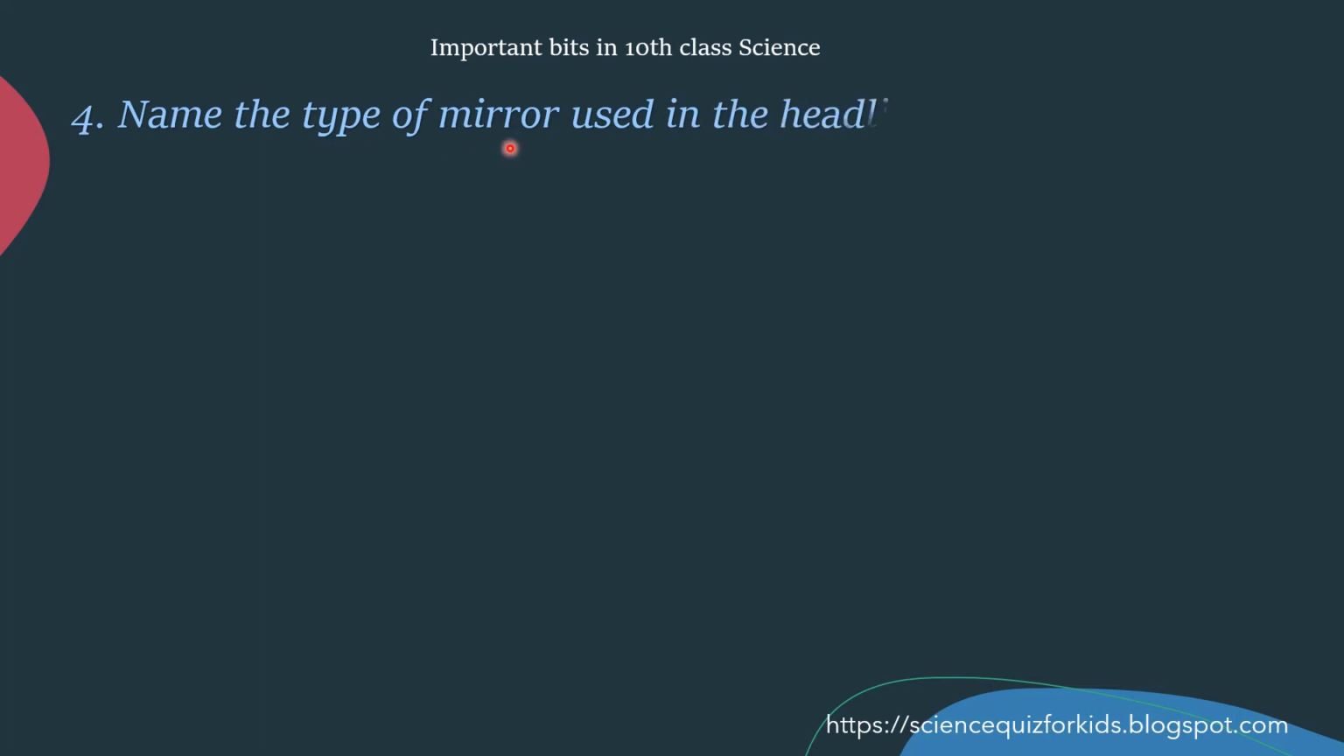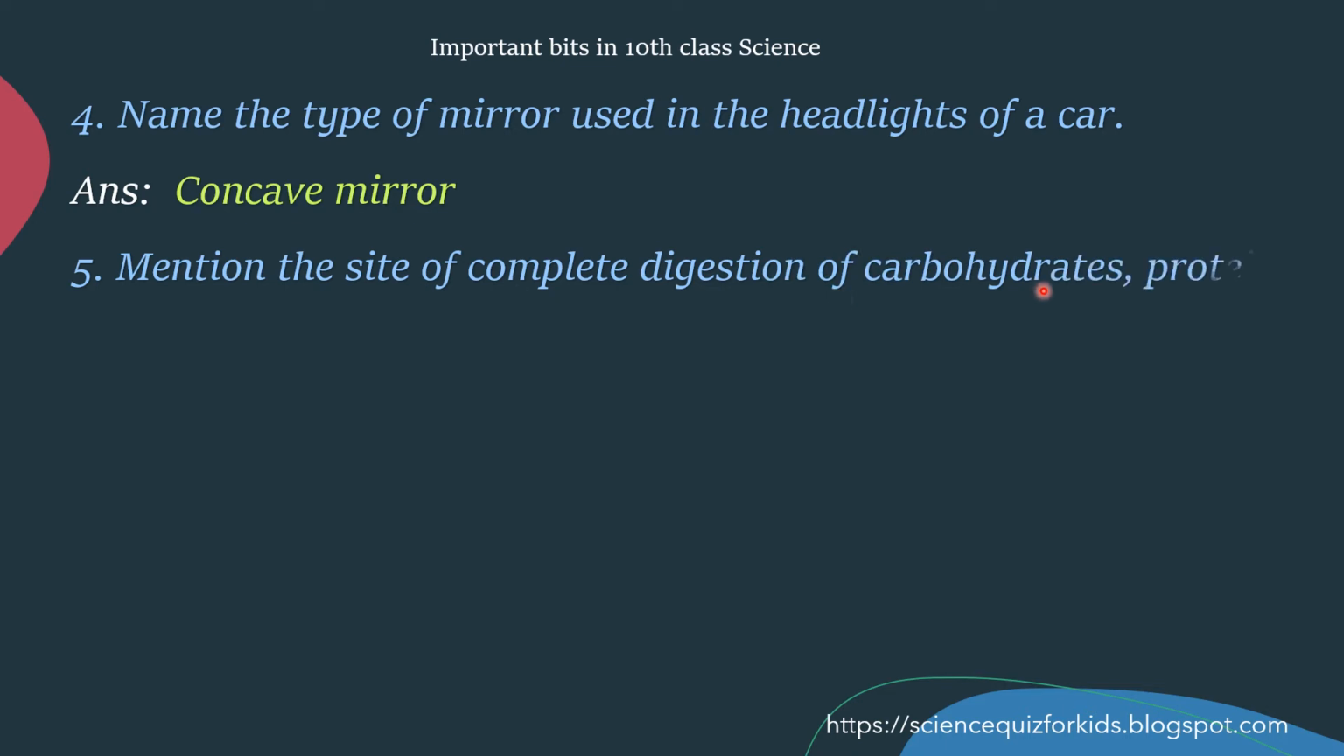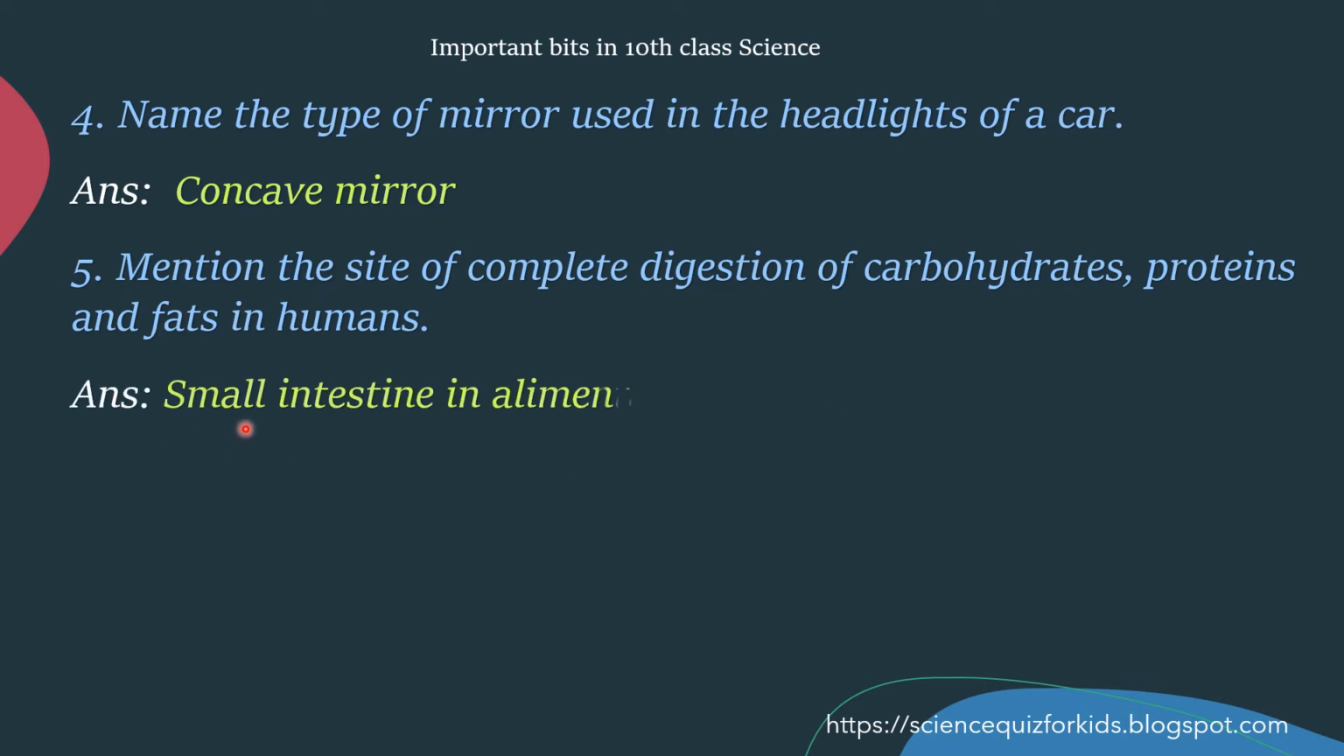Name the type of mirror used in the headlights of a car. Concave mirror. Mention the site of complete digestion of carbohydrates, proteins, and fats in humans. Small intestine and alimentary canal.